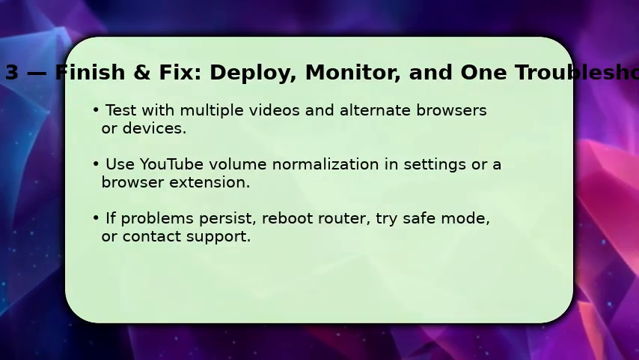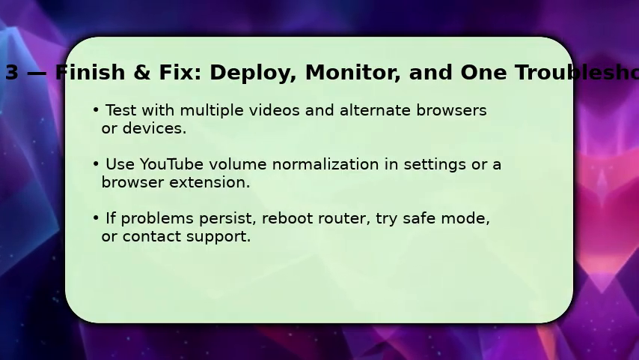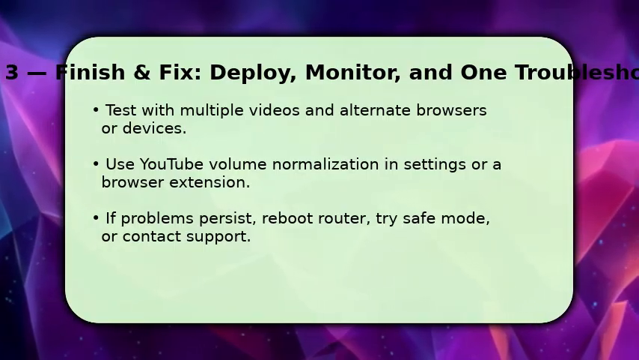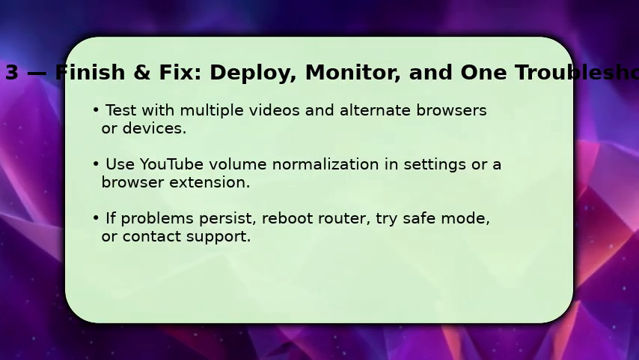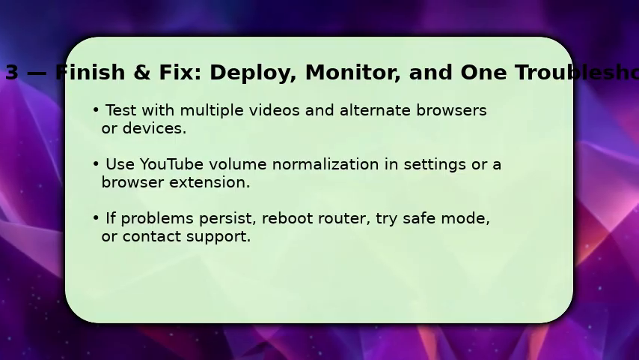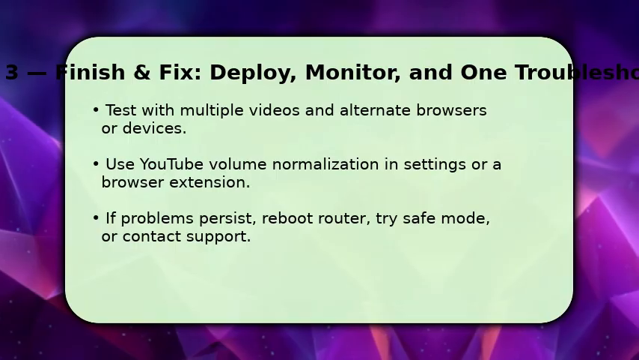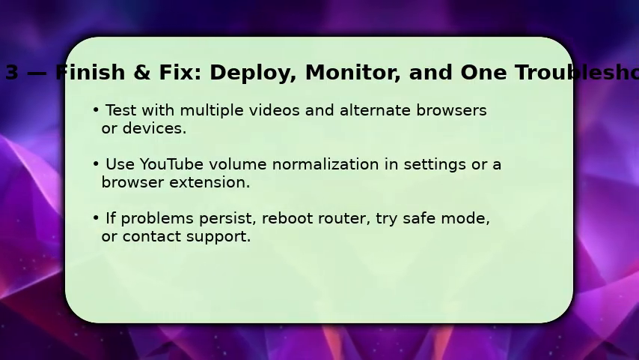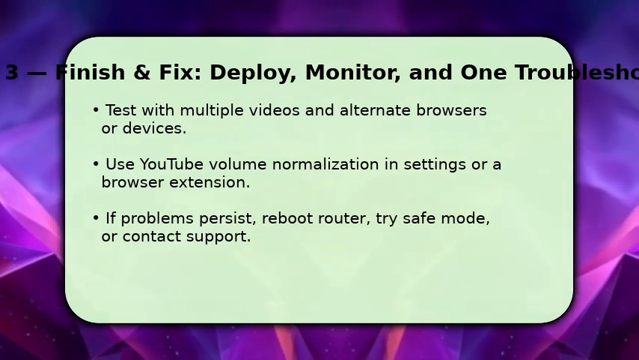If volume varies only on one platform, it's platform-specific. Enable YouTube's normalization or use a reliable extension to even out loudness across videos. If problems persist, reboot your router and device, try safe mode to disable third-party drivers, and record exact conditions before contacting support. One key tip: if you see sudden drops during ads, try disabling ad blockers. Ads can trigger weird volume behavior.